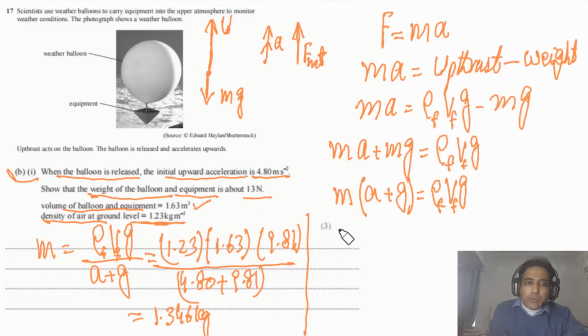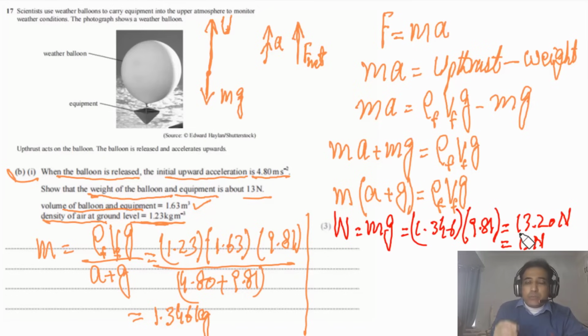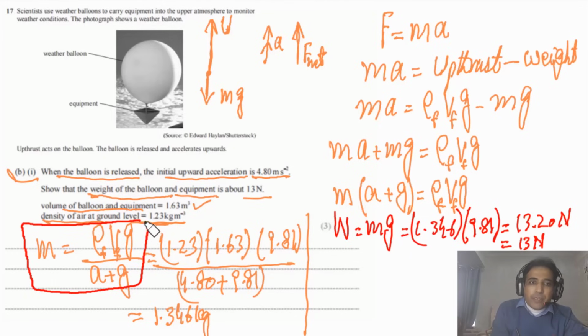We need to find out the weight. So the W simply will be equal to m times g. So we have m, 1.346 kgs, multiplied by 9.81. So we will get 13.20 newtons. So up to 2 SF, this is equal to 13 newtons. So this is how we can answer this question. The better way is, first of all, write down in a proper form, so get an expression for the mass, then plug in values, and then you can calculate weight.